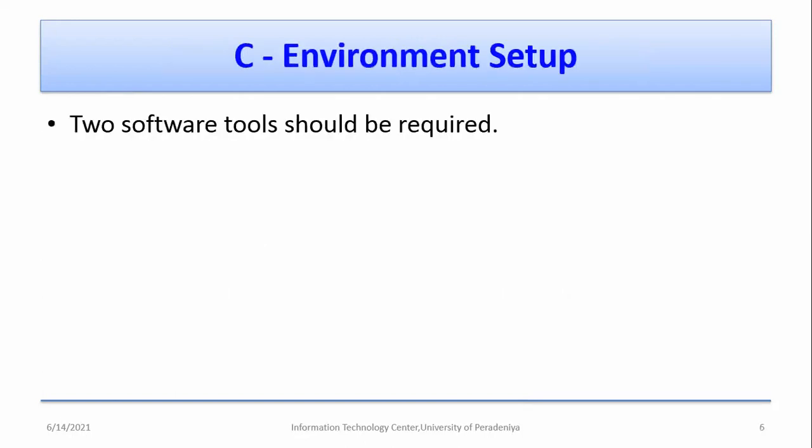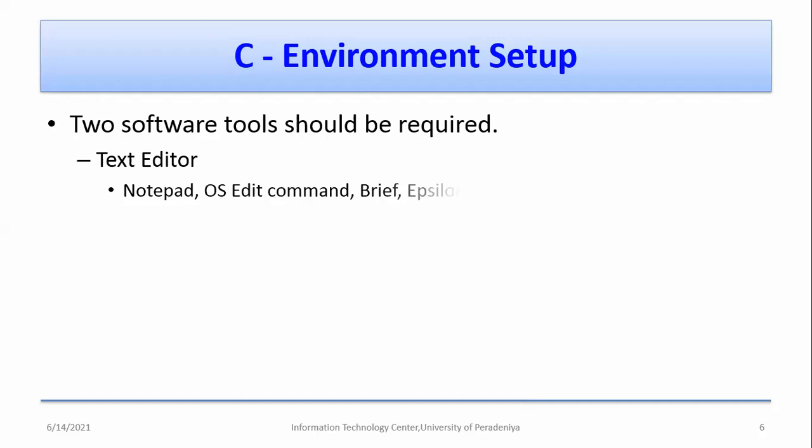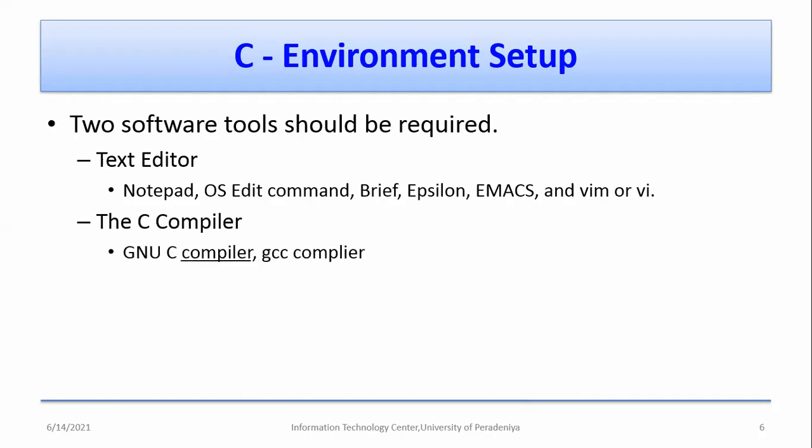Okay, for the C environment setup, two software tools are required. The first one is a text editor. If you have Windows, you can use Notepad or Notepad++, and in Linux there is a text editor called vi or vim. Then we need a C compiler. There are various types of C compilers, such as the GCC compiler and the TCC compiler.